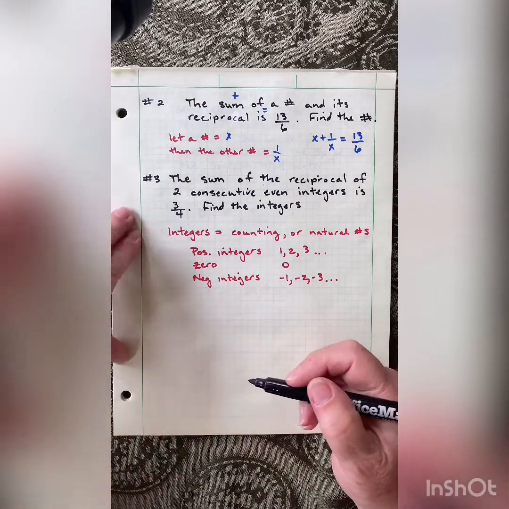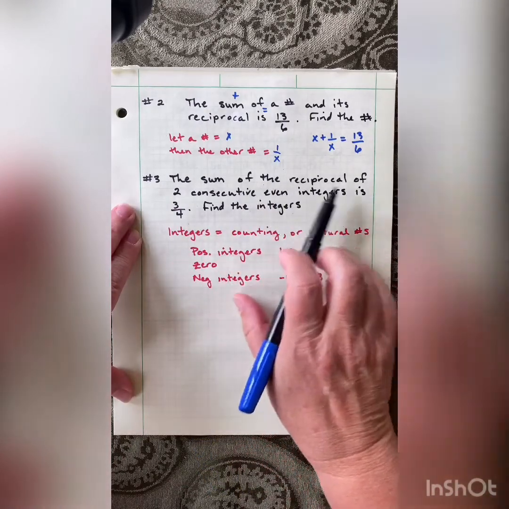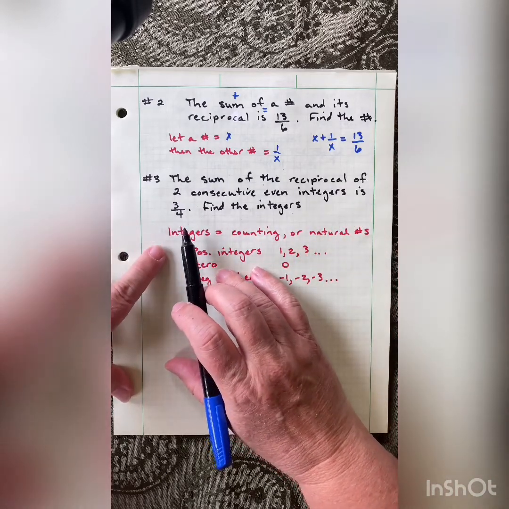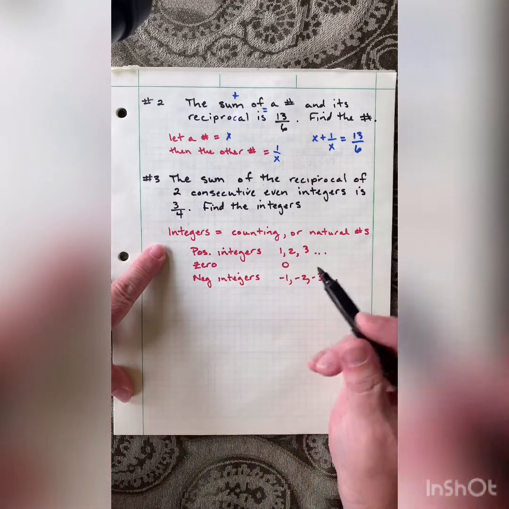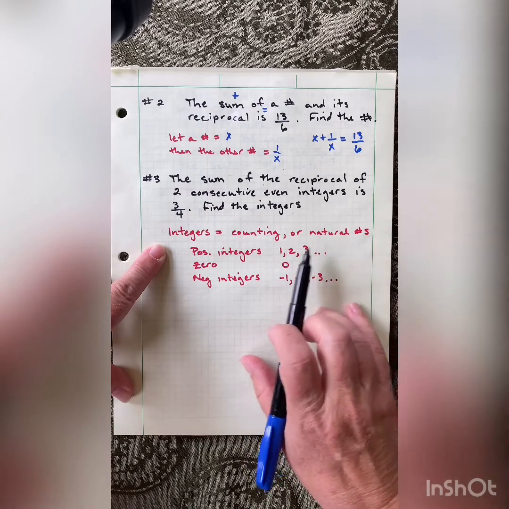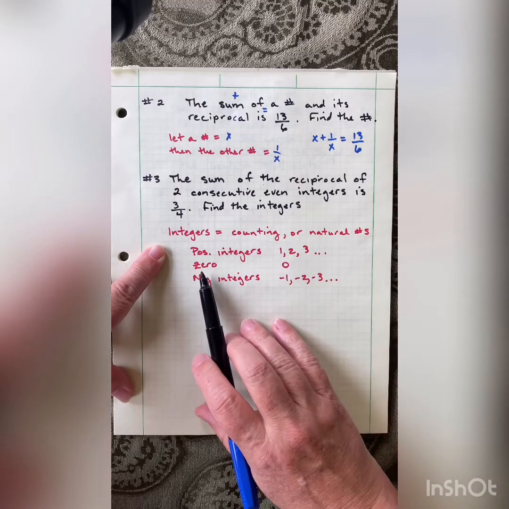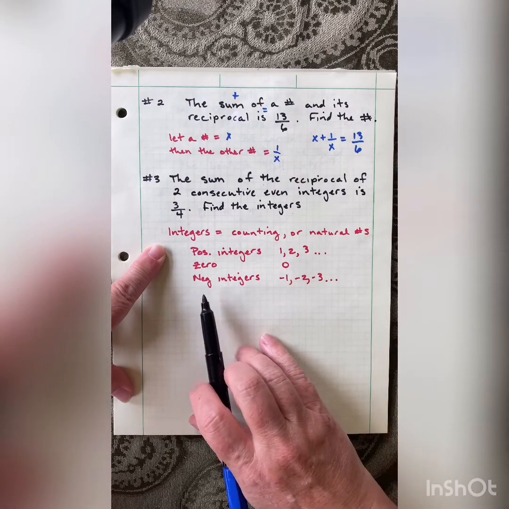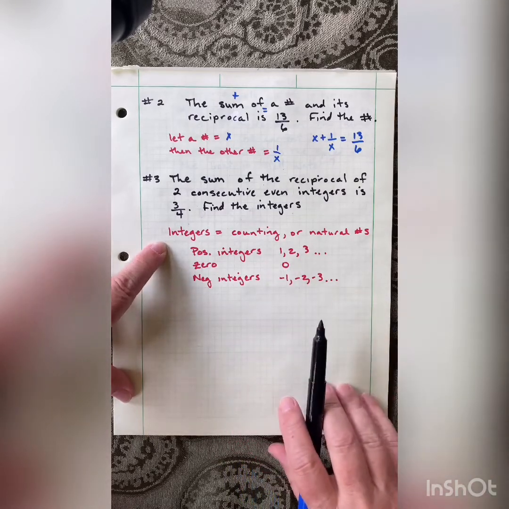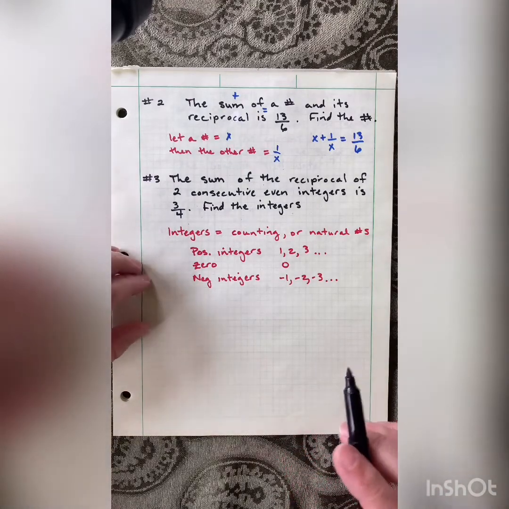This next one I'm going to get you started on again, and you will finish up. The sum of the reciprocals of 2 consecutive even integers is 3/4. Okay, so we're going to find those integers. And I want to point out, integers are like counting or natural numbers. So some examples of positive integers would be like 1, 2, 3. 0 is an integer, and negative integers are -1, -2, -3. So we have whole numbers there, okay? So you're not going to have something like 3/7 or whatever.